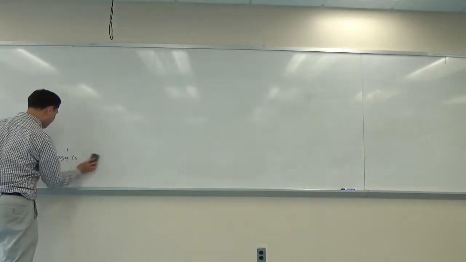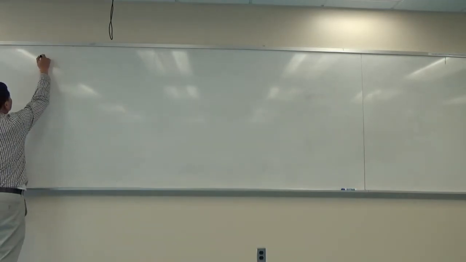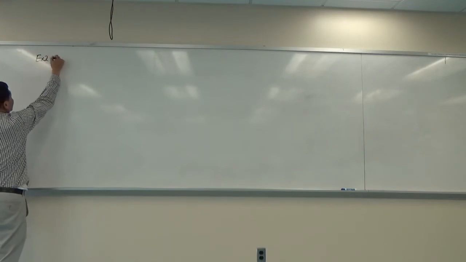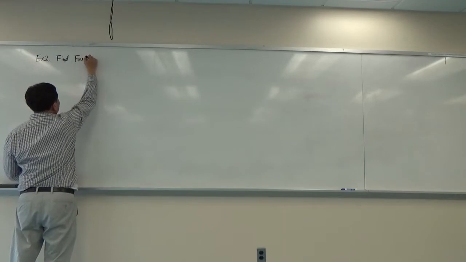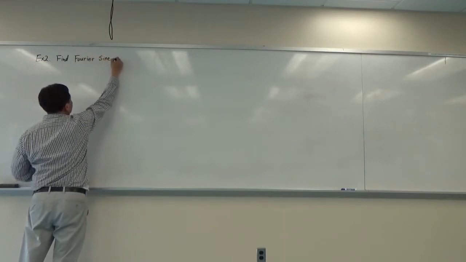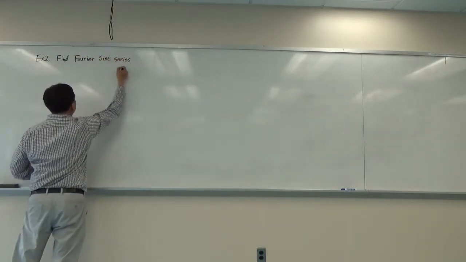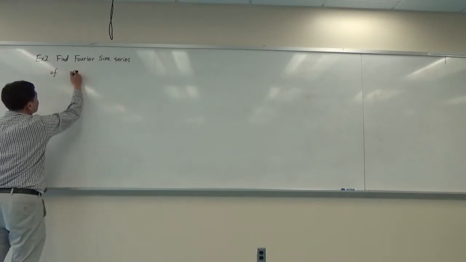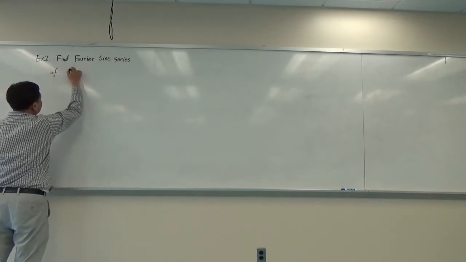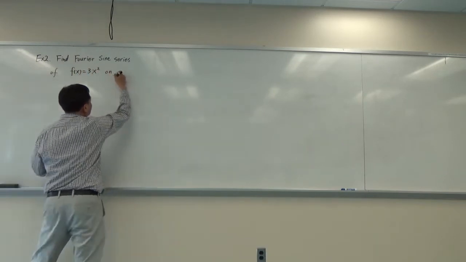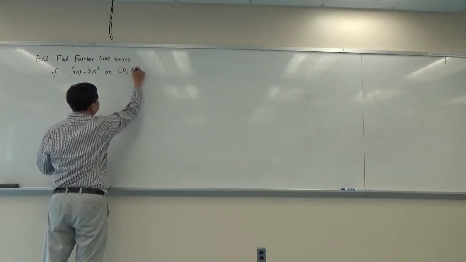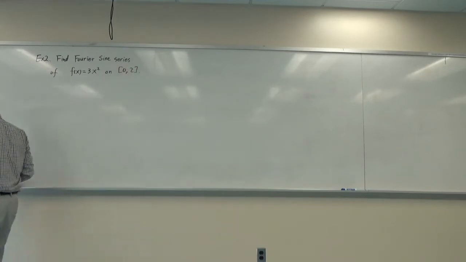Now, let me do another example. This time, Fourier sine. So, example 2. Find the Fourier sine series of, let's say, f of x equals 3x squared on 0 to 2. Let's try this.